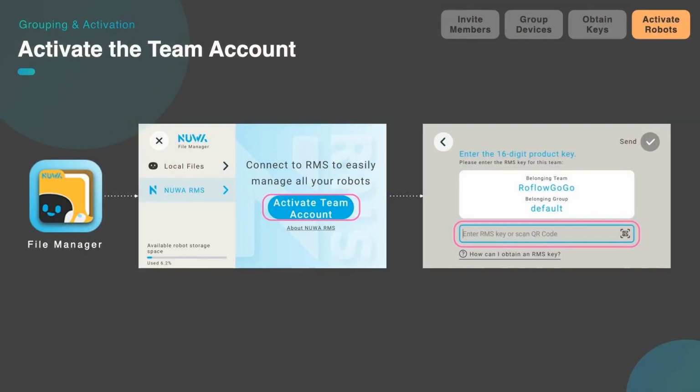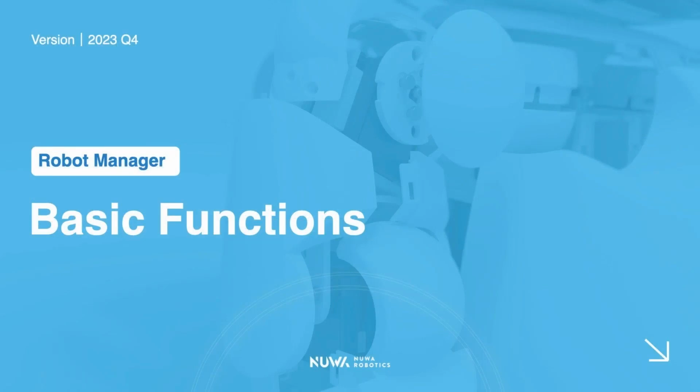If the robot has been activated through a personal account, you can open the File Manager from the robot side, click NUA RMS, and then click Activate Team Account. Enter the key or scan the QR code to connect to and bind the robot with the team or group devices. After completing the grouping and activation process, we can operate the robot.